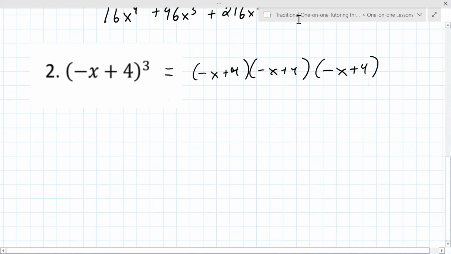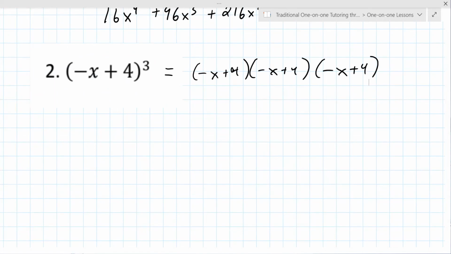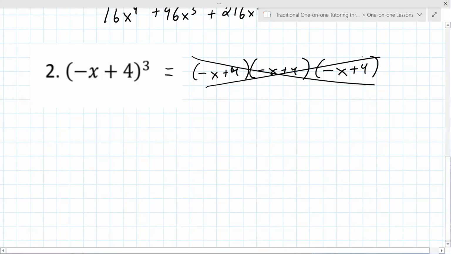But your teacher might say, thou shalt use Pascal's triangle. It's kind of like when you had to solve a system of equations with elimination or substitution. If you don't do it the way they want, you're not going to get credit for it. So you can't do this. But we can draw Pascal's triangle.